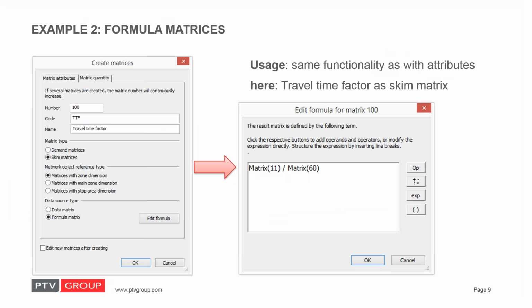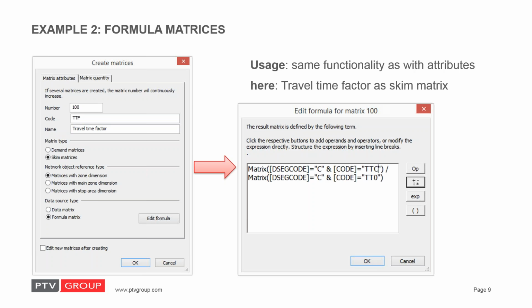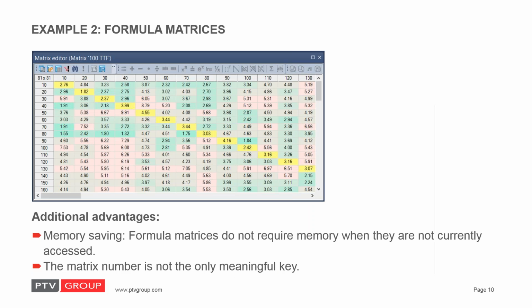So we have seen a formula matrix defined by matrix numbers. We have seen a formula matrix using the matrix references. And here the advantage is the matrix number is not the only meaningful key anymore. And another advantage is that formula matrices do not require memory when they are not currently accessed.